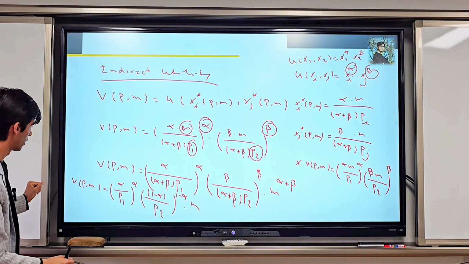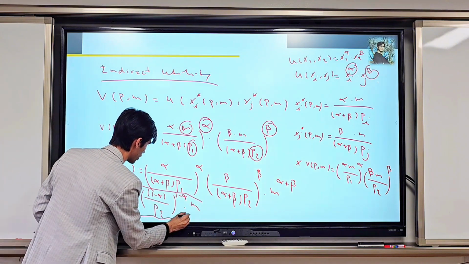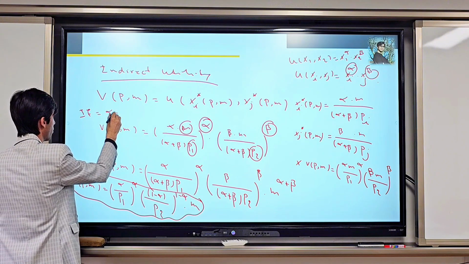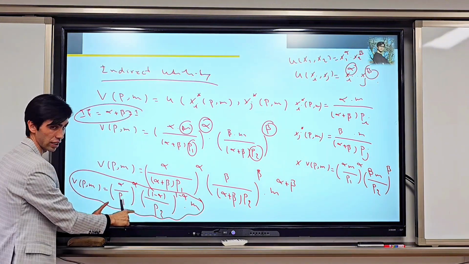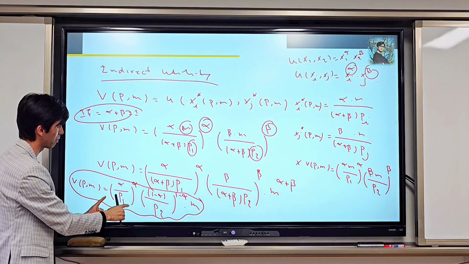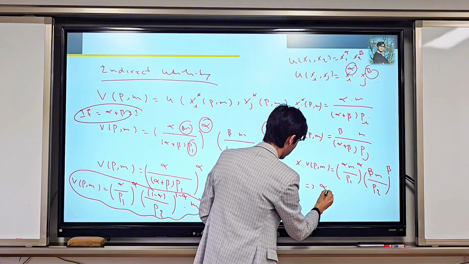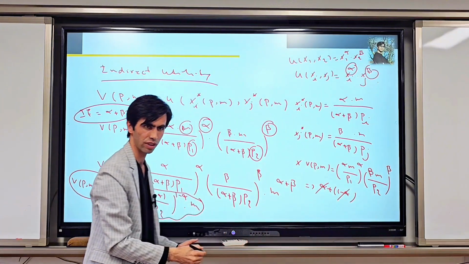So this is the last step of the indirect utility function if alpha plus beta is equal to 1. This is the indirect utility function if alpha plus beta is equal to 1, because when this is equal to 1, it will change like this: alpha plus 1 minus alpha. Alpha cancels, and just 1 will remain here.